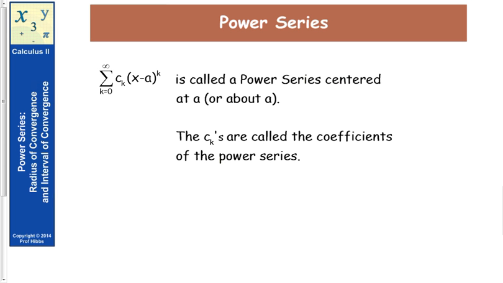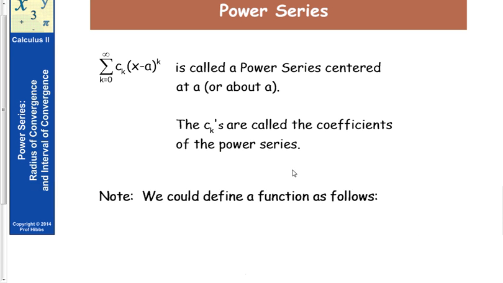And of course a is a constant. So this is called a power series centered at a, or about a, and that's this a that's being subtracted from x. And then these c sub k's are called the coefficients of the power series. That's because when you write it out, basically we have a polynomial where these end up being the coefficients for each time we change the power.